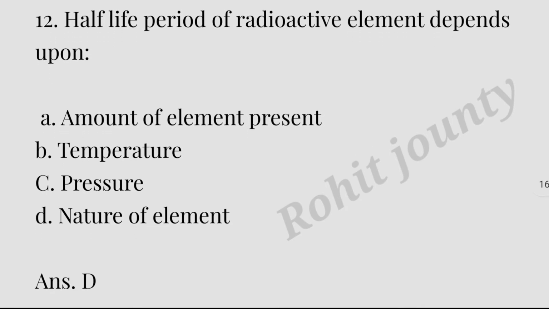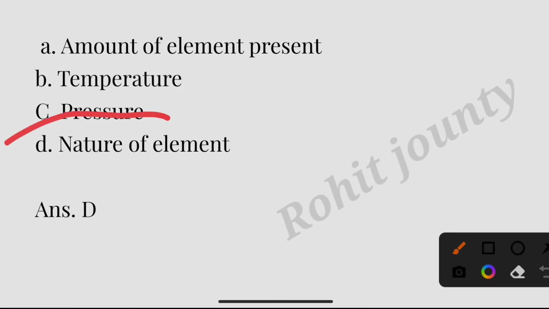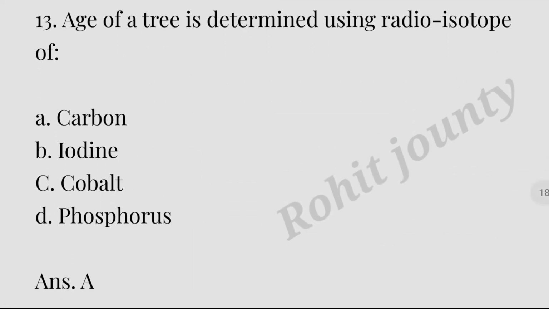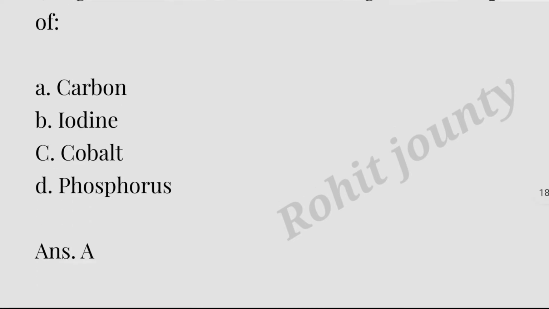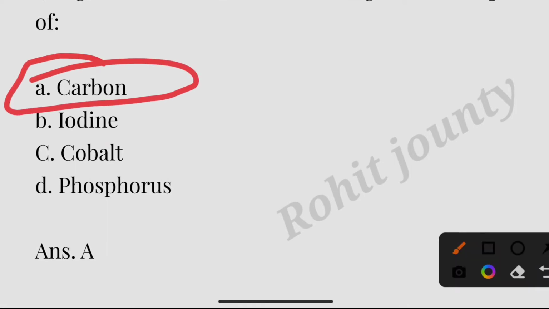Question number 12. Half-life period of radioactive element depends upon option A amount of element present, option B temperature, option C pressure, option D nature of element. The correct answer is option D nature of element. Question number 13. Age of a tree is determined using radioisotope of option A carbon, option B iodine, option C cobalt, option D phosphorus. The correct answer is option A carbon.